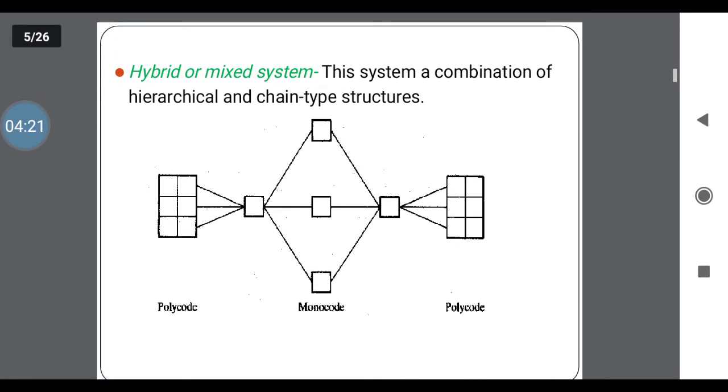Third one is the hybrid or mixed. This is the combination of the first two, polycode and monocode. In some processes we use this type of coding system, that is a hybrid coding system. In a block, you know that it is a combination of two polycode and one monocode, but you may use any one of these codes. The code is only one identification, but it takes a different form, whether mono, poly or hybrid.